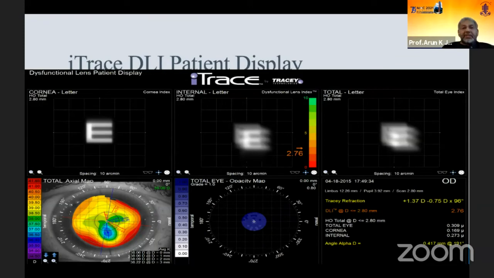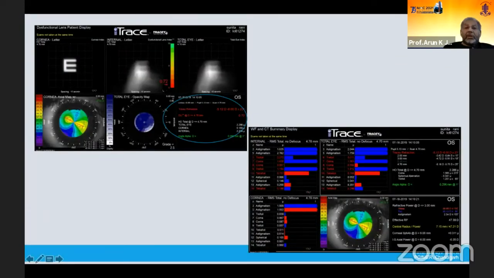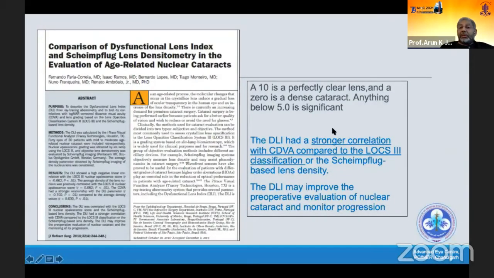And this is another case where the DLI is very low, 0.72, and the grade of the opacity is 2.5, and you can see the internal aberrations are also very high. Angle alpha is good, so this is a good candidate for any type of IOL or cataract surgery. And it has been shown in various studies that a 10 is a perfect score for a clear lens, and it's 0 in dense cataract.